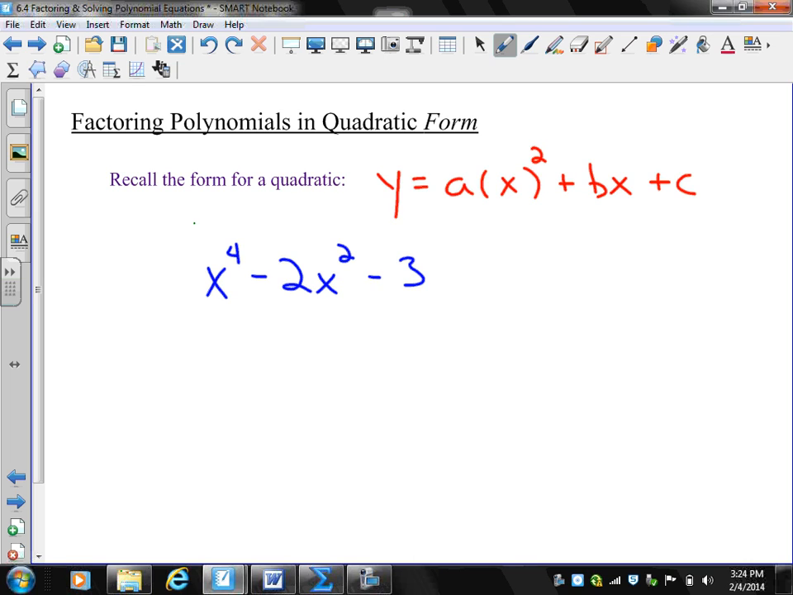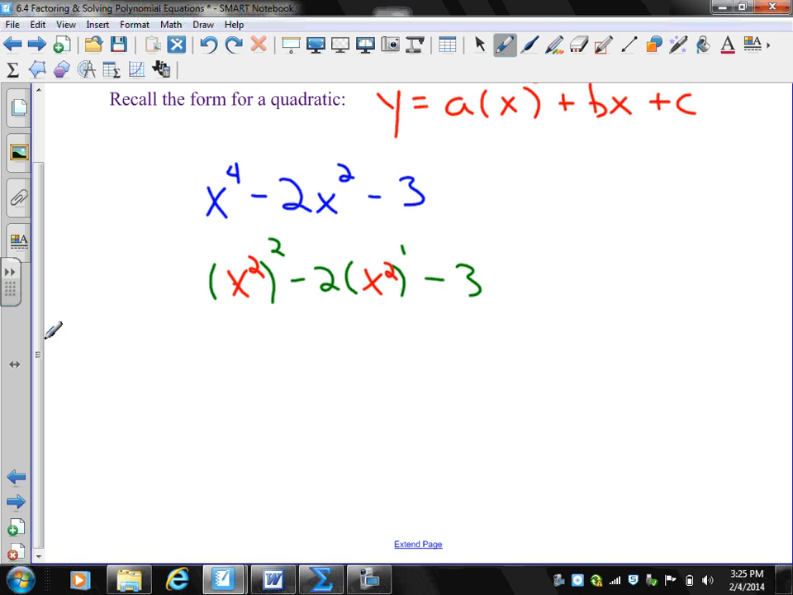Okay, so what I'm going to do is rewrite this as something squared minus, in this case, 2 times that same something to the 1st, and then I have the constant of minus 3 on the end. What can we do to rewrite this so that whatever I put in here, when I square it, gives me x to the 4th? Well, as it turns out, it's x squared. And it's that same thing that I can put in over here. So when I go to factor this, I can really think of this as a different expression, like a squared minus 2 times a minus 3.